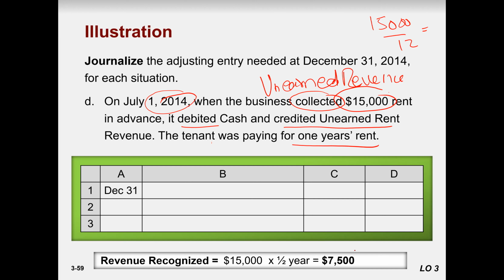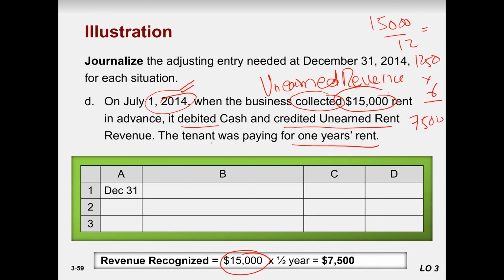Let's see that. For 1 month, wait a second, 15,000 divided by 12 is 1250 a month. Okay, so how much have they earned? Multiply by 6, 7,500. How many months have passed? July, August, September, October, November, and December, 6 months. So half of the revenue is earned in 2014. So what is the adjustment entry?